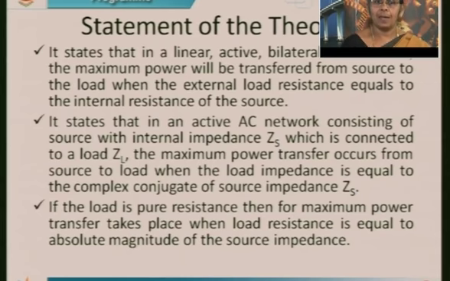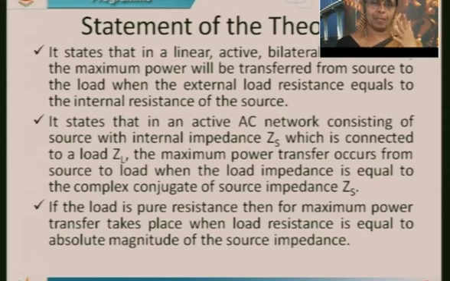Next, it states that in an active AC network consisting of a source with internal impedance Zs, connected to a load ZL, the maximum power transfer occurs from source to load when the load impedance is equal to the complex conjugate of the source impedance. Even in this case, we have a source, in series with the source we have an impedance, and at the load side we also have a variable impedance there.